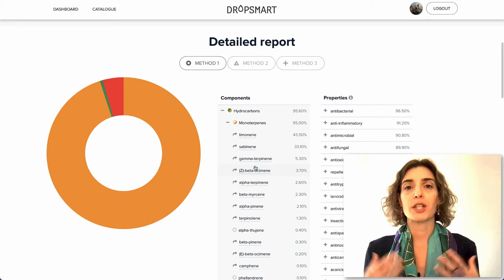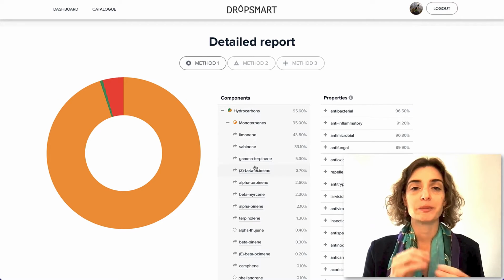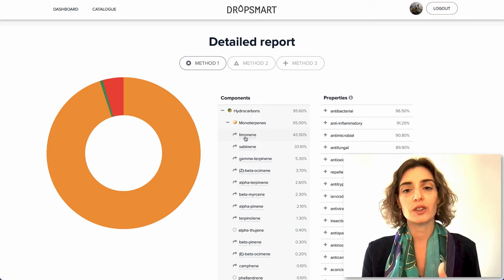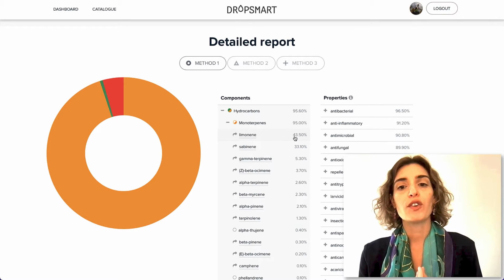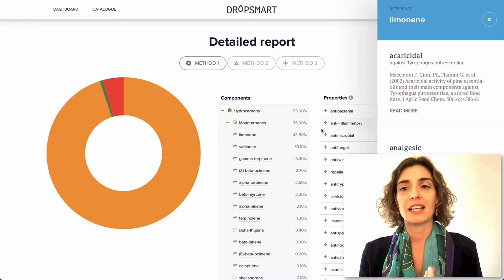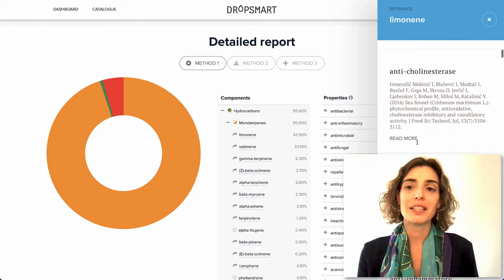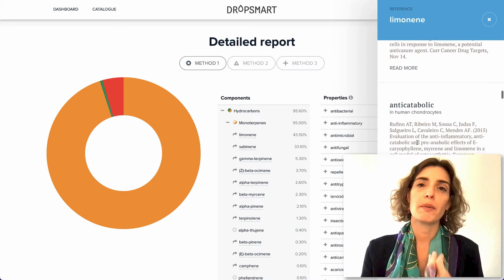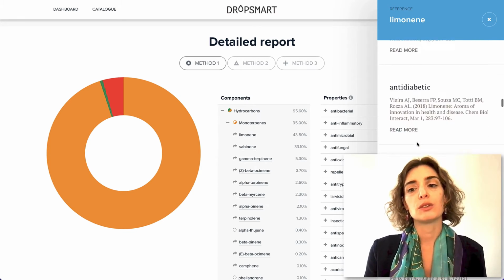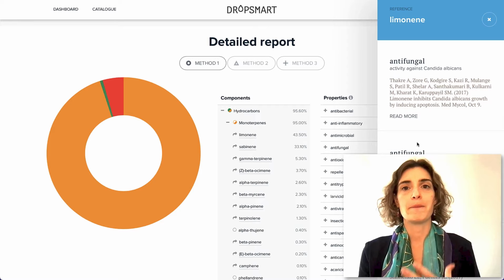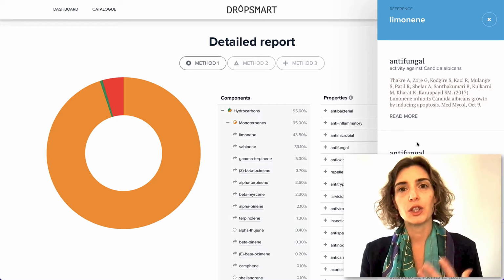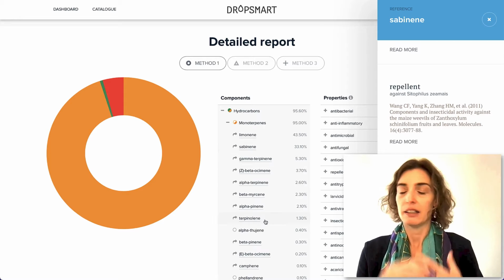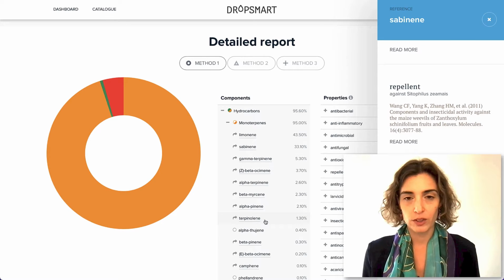But what Dropsmart does is take the properties of these chemical constituents. So in this oil, you see it has over 40% of limonene. And what does that mean? It means that limonene has all of these beautiful, useful properties we can use to our benefit when we use this essential oil. It also has sabinene and a whole bunch of other chemical constituents.